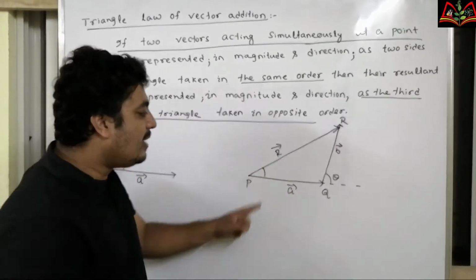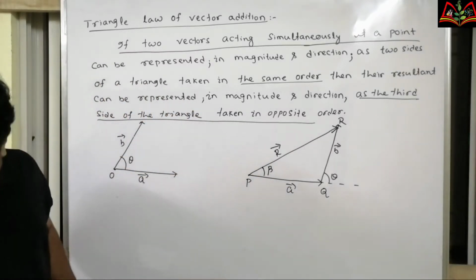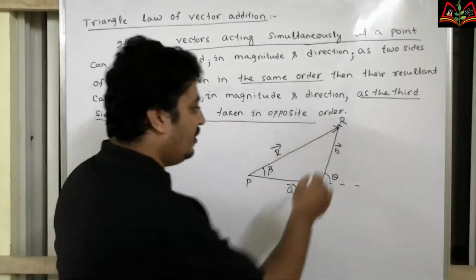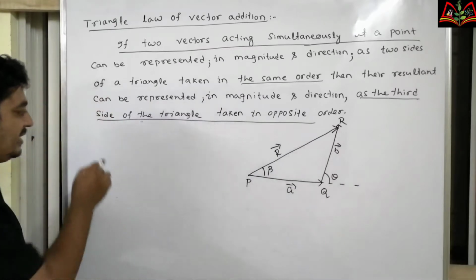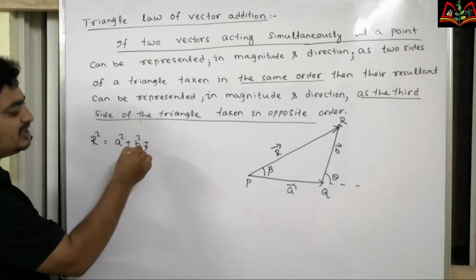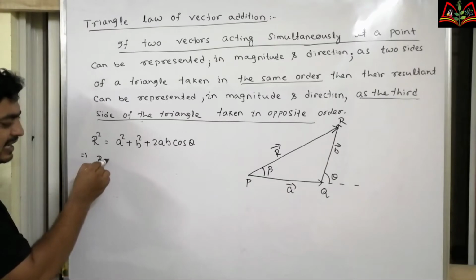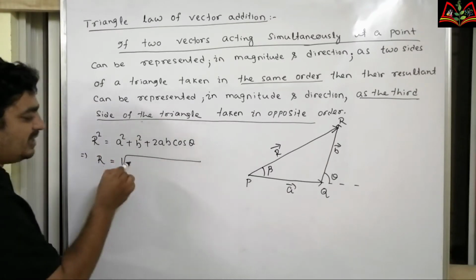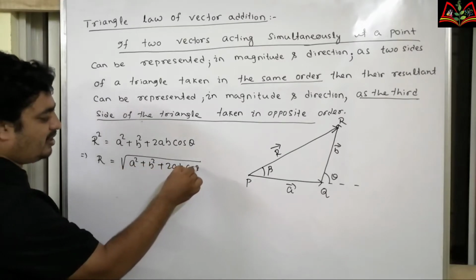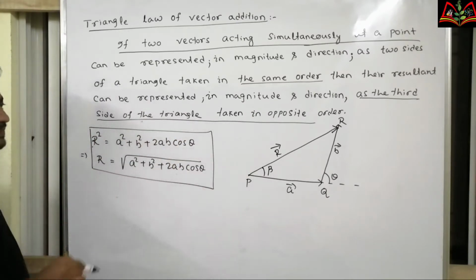Now, let R make an angle beta with A. We can find the magnitude and direction of the resultant. We can draw a perpendicular here and calculate. We get R square equal to A square plus B square plus 2AB cos theta. That implies R, the magnitude of the resultant, is the square root of A square plus B square plus 2AB cos theta. This is the value of the magnitude of the resultant.